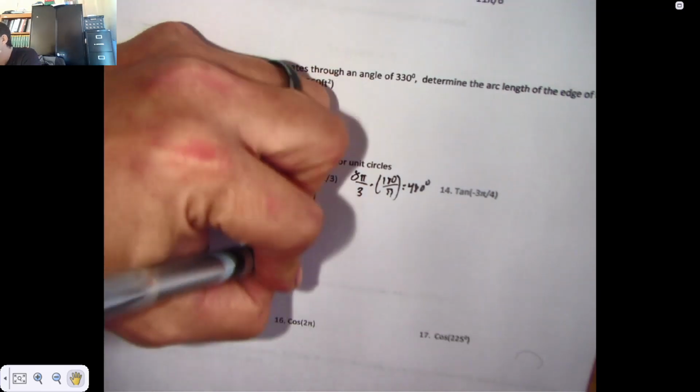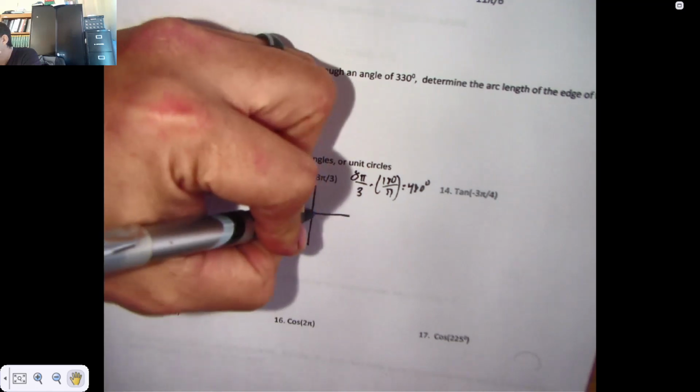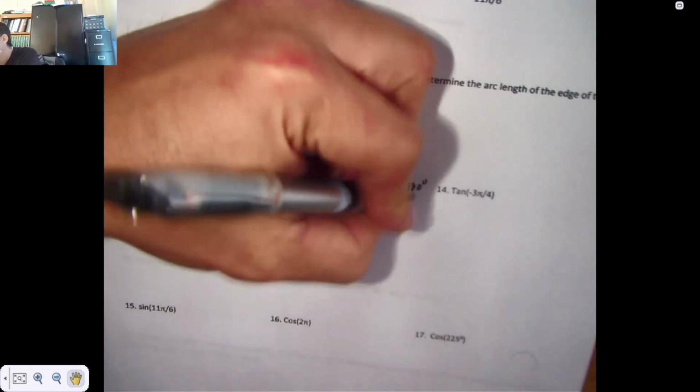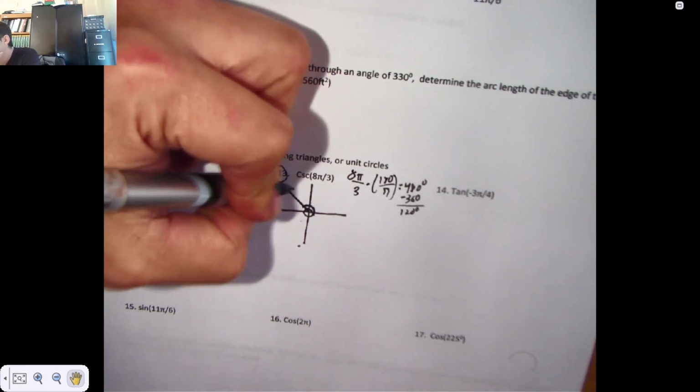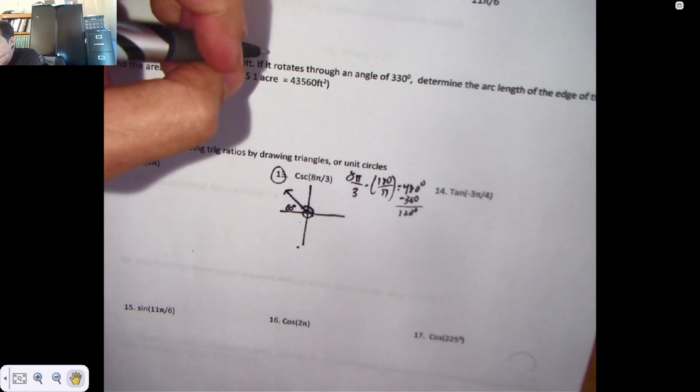So if I draw that angle, it's going to rotate once, take away my 360, and I'm going to have 120 degrees left, which would put me about right there. That's the angle. The last bit of rotation was 120, which means there's a 60-degree reference angle. All right? And that's what I'm going to triangle out.